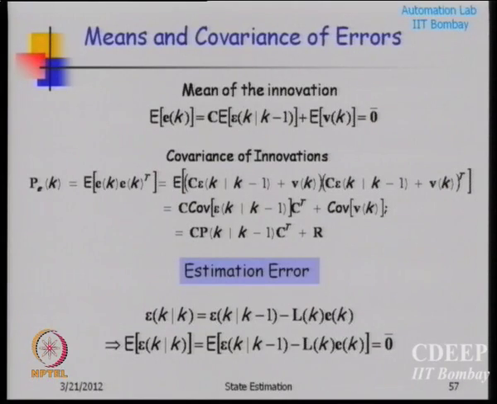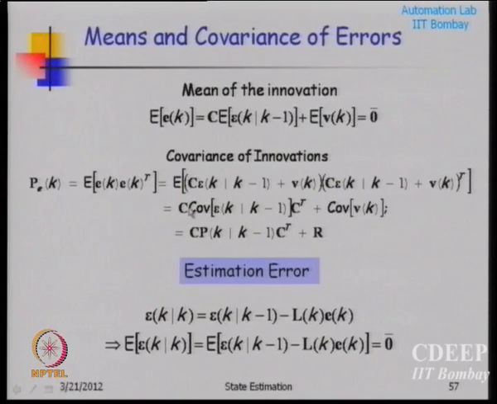Okay. I have three stochastic quantities that I have to worry about. One is epsilon k given k minus 1, another is epsilon k given k, and the third one is Ek. For all three of them, I want to find out mean and covariance. This is my preparation going on. We will derive the observer after this.